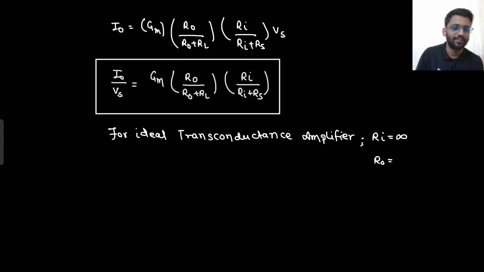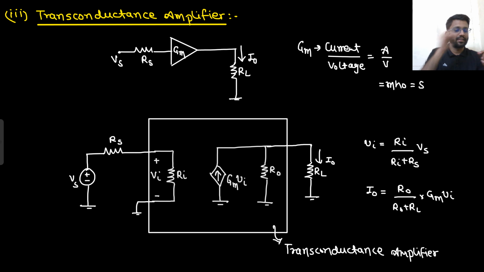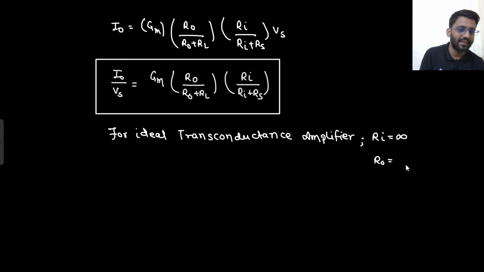What about Ro? Okay, transconductance. Output is current. So if output is current, that means maximum portion of current should be going towards the load. So Ro should drive 0 ampere current. And when will it drive 0 ampere current? If it is infinity. If Ro is infinity, that means complete current will be going towards the RL. So for an ideal transconductance amplifier, Ro should be infinity.